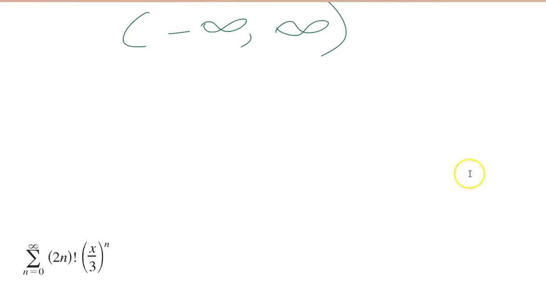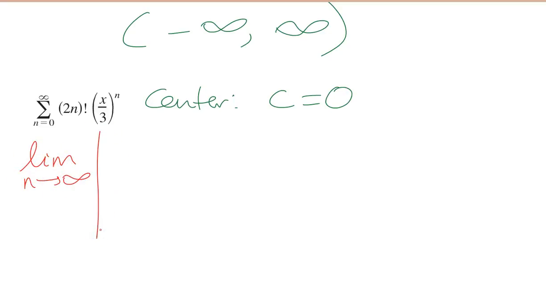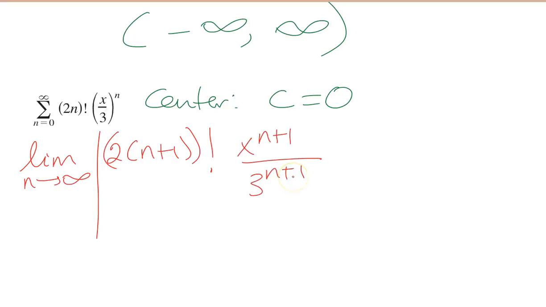Alright. Next question. Find the interval of convergence for this power series. What is the center, guys? x minus c to the n. There is no c, so center is 0. So here we'll start off with the ratio test, limit as n goes to infinity of a n plus 1. So go ahead and replace all the n's by n plus 1 very carefully. 2 times n plus 1. Okay, parenthesize that and factorial it. And then here we have x to the n plus 1 over 3 to the n plus 1. That's a n plus 1.